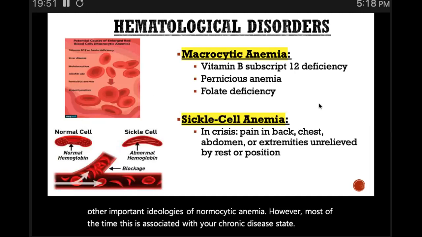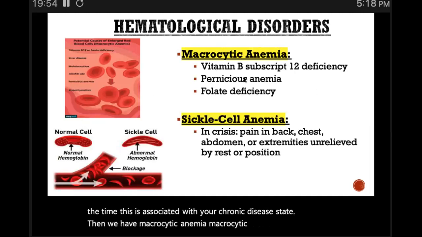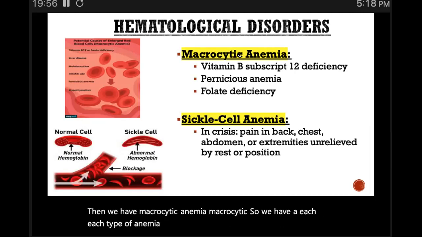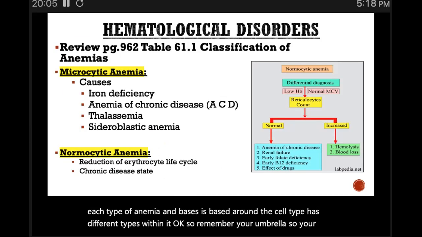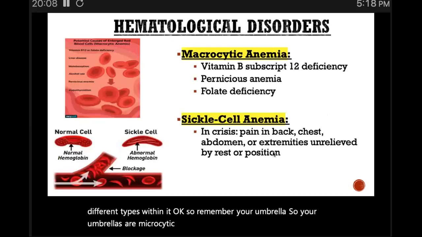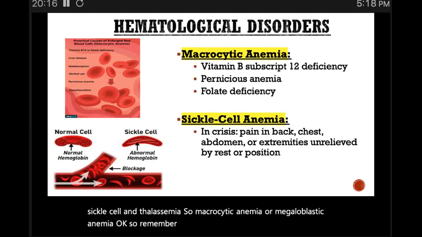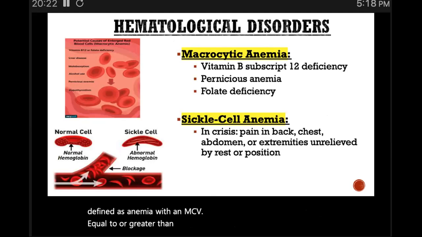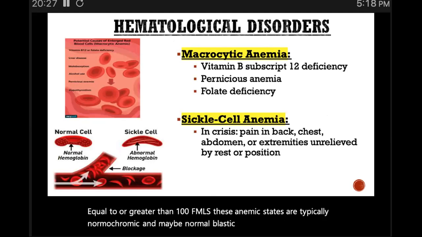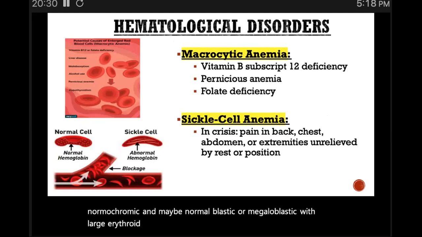Then we have macrocytic anemia. Each type of anemia is based around the cell type and has different types within it. Okay, so remember your umbrellas. Your umbrellas are microcytic, normocytic, macrocytic, and then you have sickle cell and thalassemia. So macrocytic anemia or megaloblastic anemia. Remember that macrocytic or megaloblastic is defined as anemia with an MCV equal to or greater than 100 FL. These anemic states are typically normochromic and may be normoblastic or megaloblastic with large erythroid precursors.